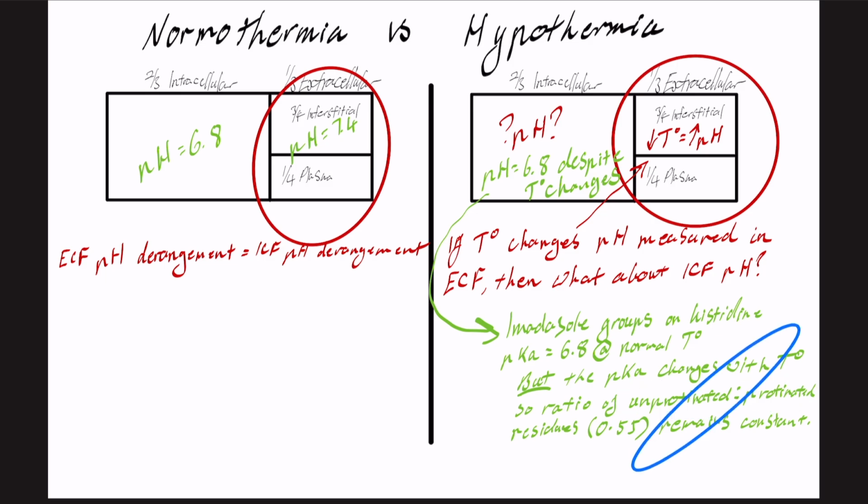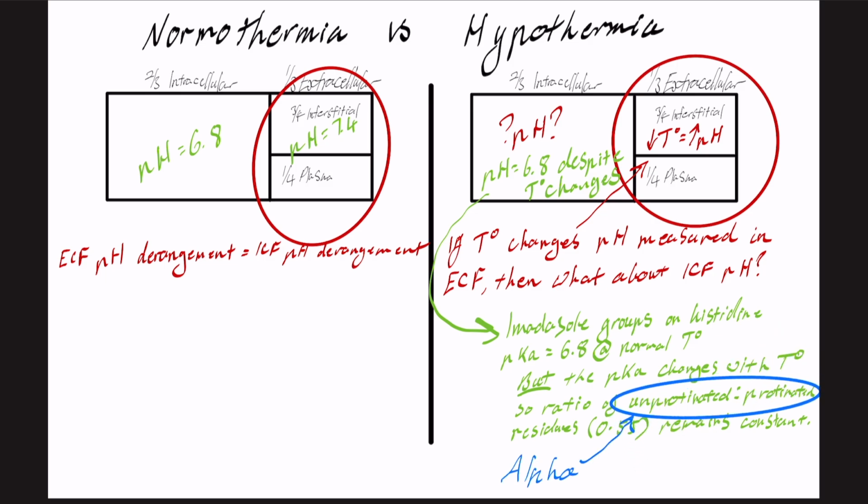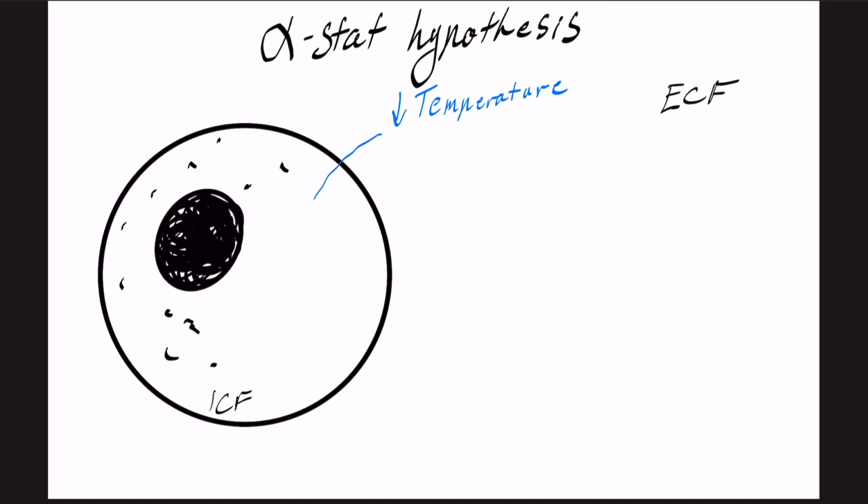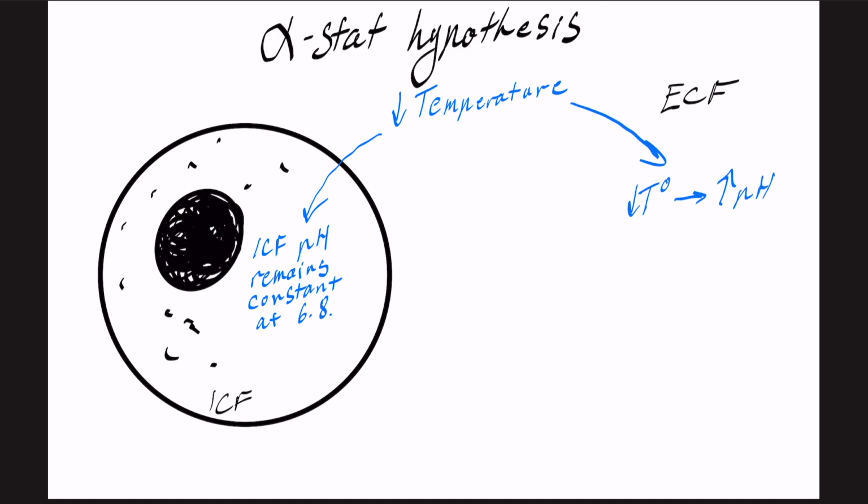And this ratio is called the alpha. And this is where the alpha stat hypothesis comes into play. So the alpha stat hypothesis essentially is saying that as temperature changes, the intracellular pH remains constant despite the extracellular fluid pH changing with temperature.